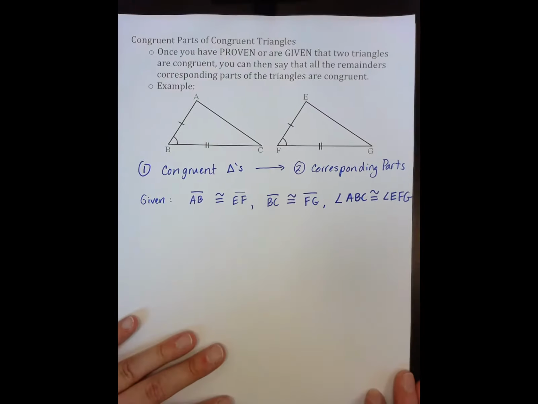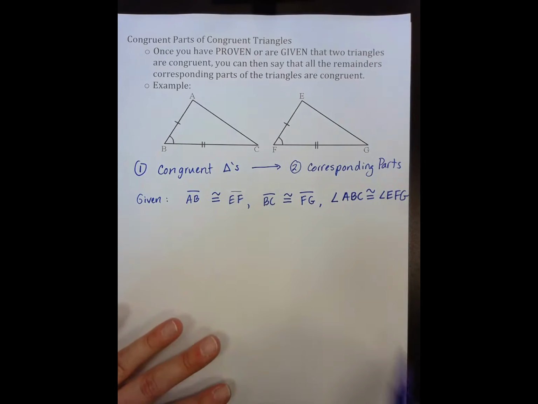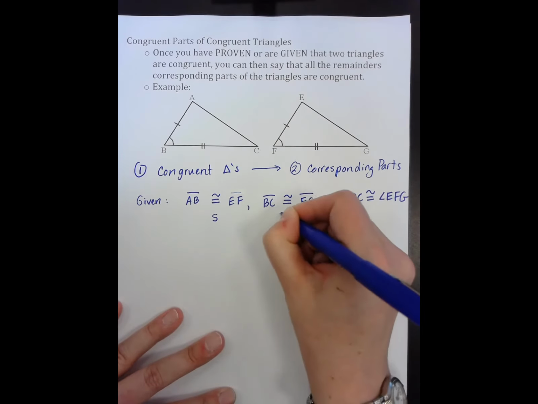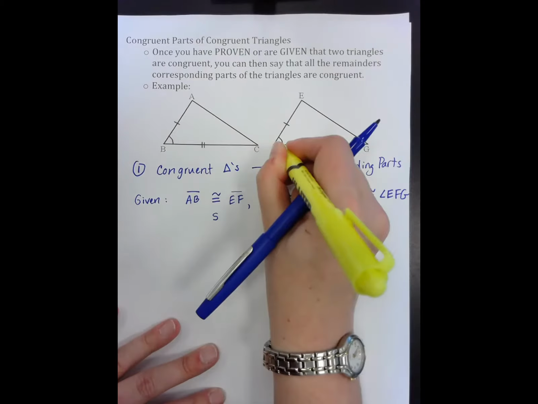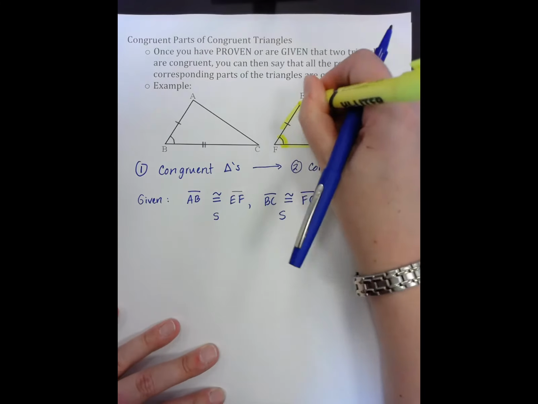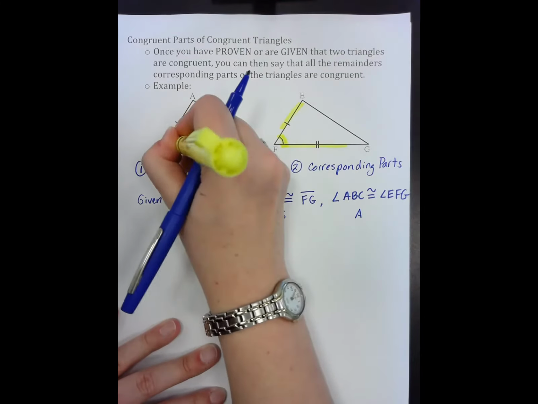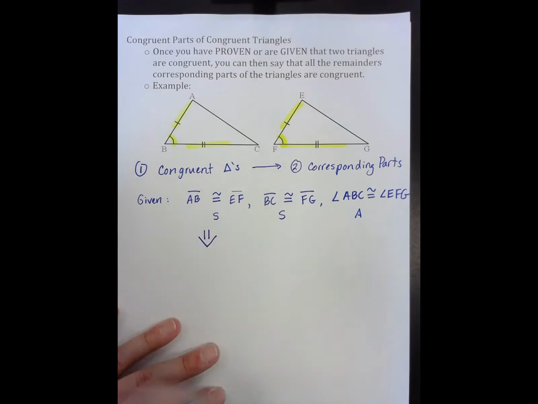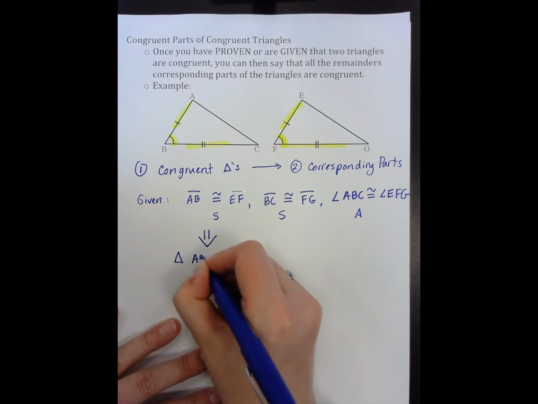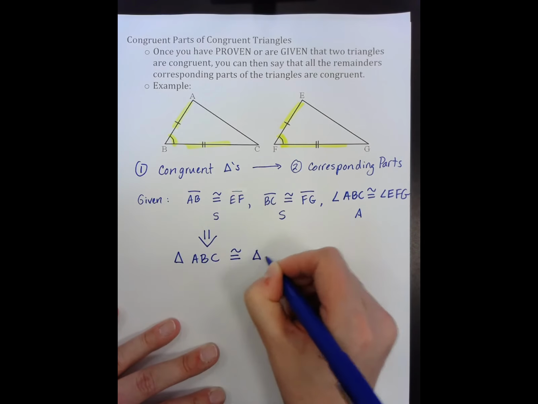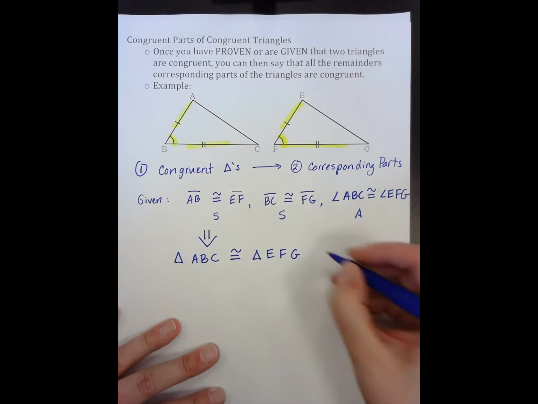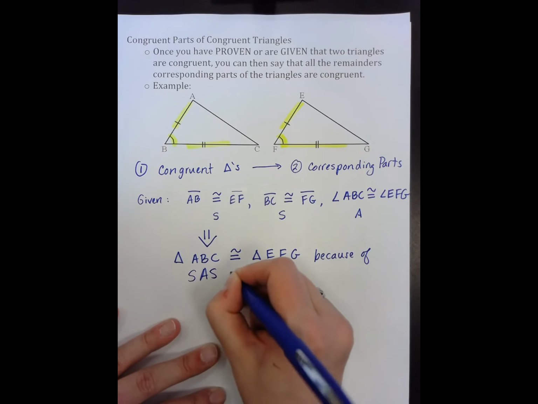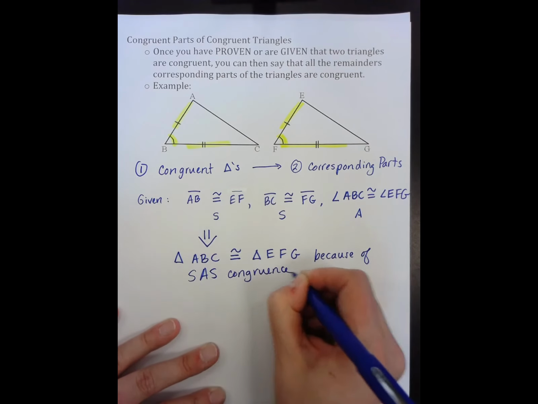EFG. And if you remember back to Math 1, this satisfies the condition of side, angle, side. So this allows me to say, I can conclude from this, that triangle ABC is congruent to triangle EFG because of the side, angle, side congruence shortcut.